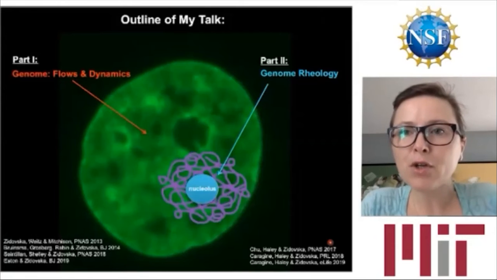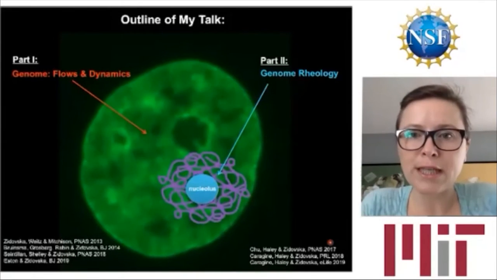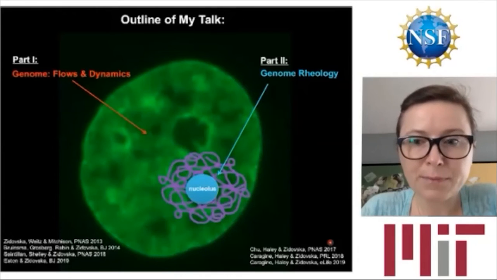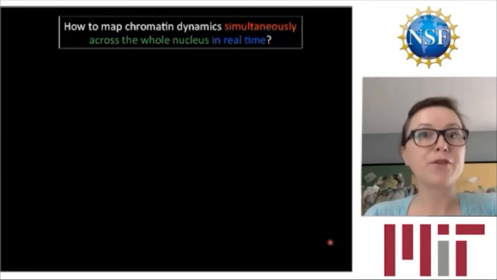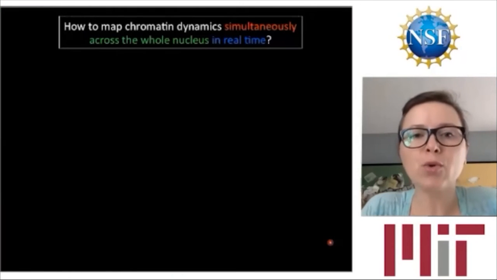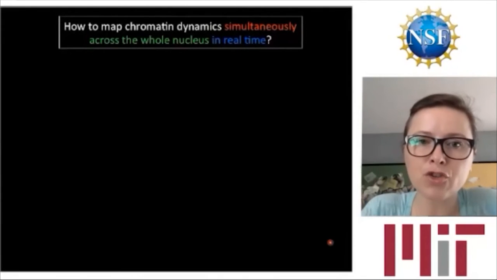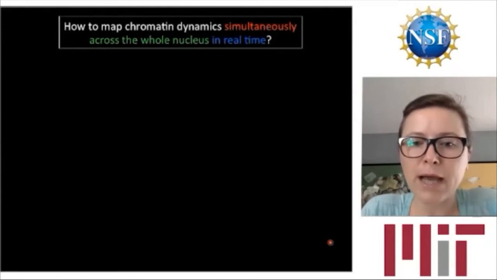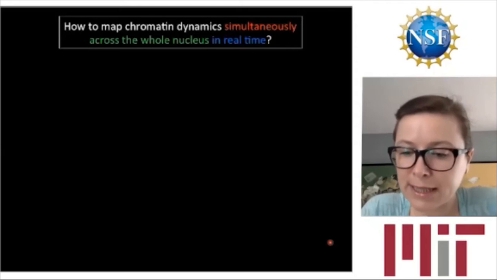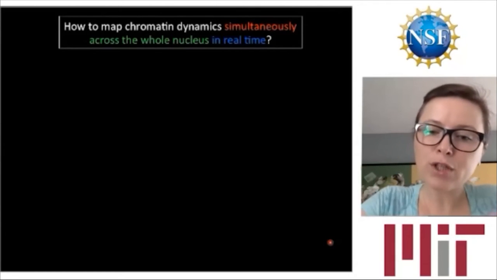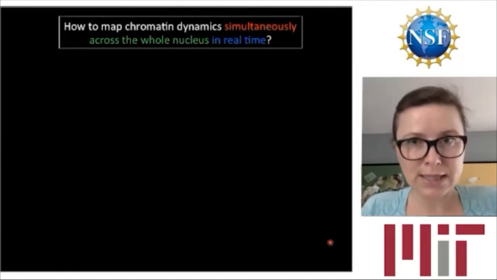And in the second part of my talk, I focus on the rheology of the genome. So what have we learned on that front? Let me start quickly with my first part. Traditionally, to study chromatin dynamics, we use single particle tracking of entities of interest which are fluorescently labeled. However, this type of approach doesn't give us continuous information of dynamics across the cell nucleus.